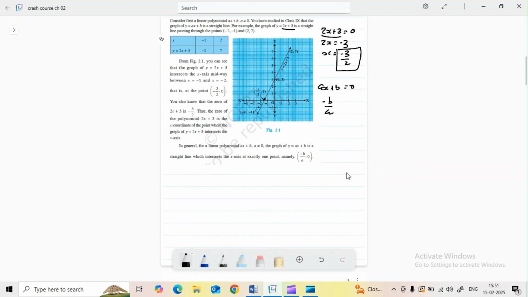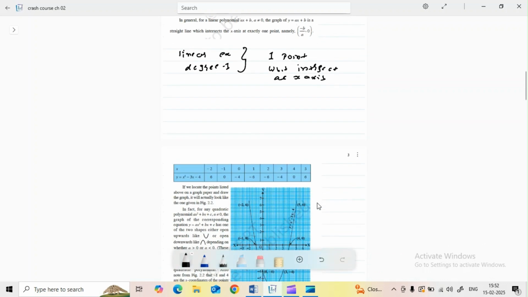Now you can note that over here there is only one point where it intersects the x-axis. So in a linear equation, for degree equal to 1, we have at most one point which intersects the x-axis.